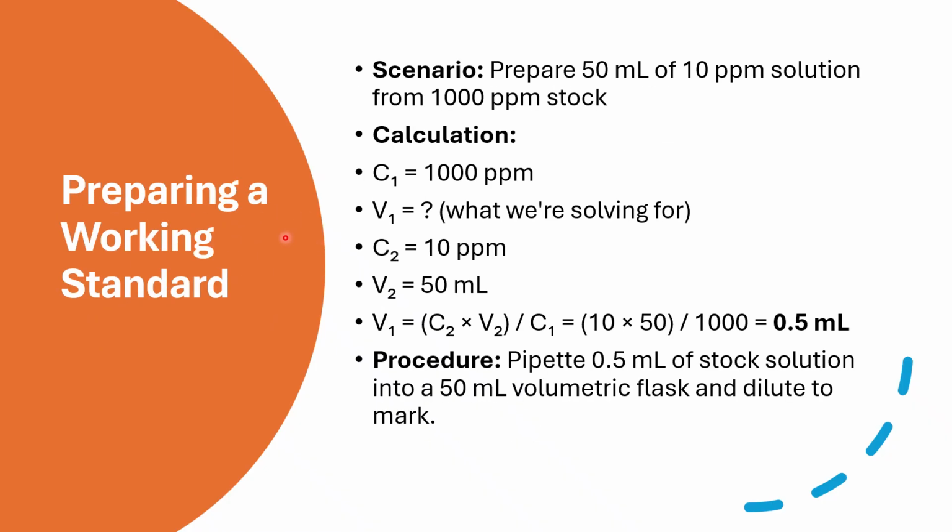So let's learn this with an example. Suppose you want to prepare 10 ppm solution for 50 ml from 1000 ppm stock. So you know the C1, that is your 1000 ppm. V1, what we are solving for. C2 is 10 ppm solution and V2 is 50 ml. So V1 is equal to C2 into V2 divided by C1, that is 0.5 ml. So you need to pipette 0.5 ml of stock solution into a 50 ml volumetric flask and then dilute it to the mark.